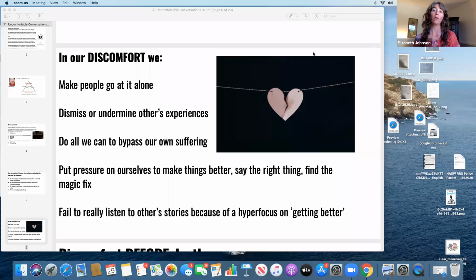Like I said, we force them into the solitary place with their discomfort and their grief. We dismiss or undermine others' experiences because of our own discomfort with discomfort. We do all that we can to bypass our own suffering because we haven't built up the tools and the practice to really be there in the midst of that. We can put pressure on ourselves to make things better, to say the right thing, to find the magic fix. And we really fail to listen to others' stories, what is happening for them, because we hyper focus on them feeling better. That's what we want from them.